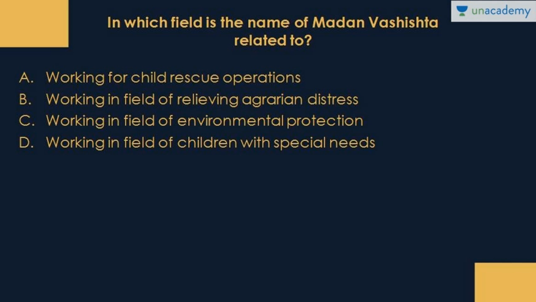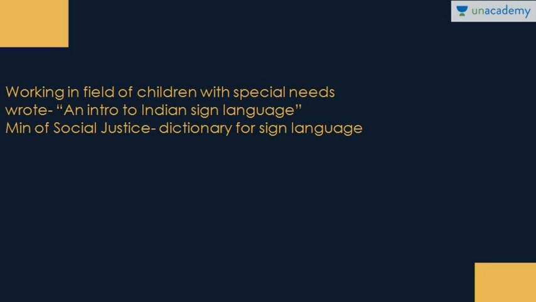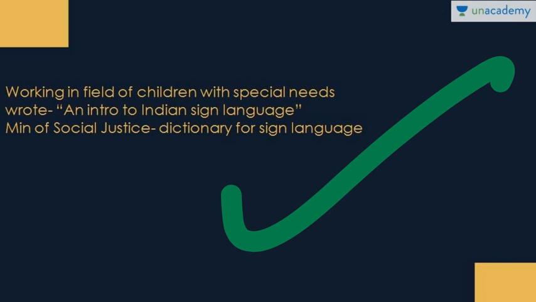Next, which field is the name of Madan Vishisht related to? A. Working for child rescue operations. B. Working in the field of relieving agrarian distress. C. Working in the field of environmental protection. And D. Working in the field of children with special needs. The correct answer for this very famous personality is working in the field of children with special needs. Why in news? Because recently the Ministry of Social Justice and Empowerment is thinking of coming up with a dictionary for sign language. And in this domain, Madan Vishisht has brought a very beautiful work, an introduction to Indian Sign Language. So this is why the personality is in news.